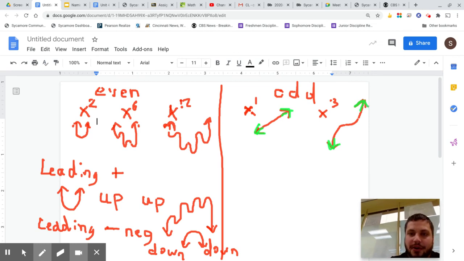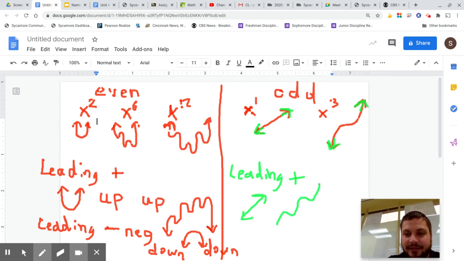So all odd degrees that have a leading coefficient that is positive will in general be shaped like this, or it could be like this. But in general it's shaped like that line whose ending behaviors are, left side first, down, and then right side up. Left side down, right side up: down, up.